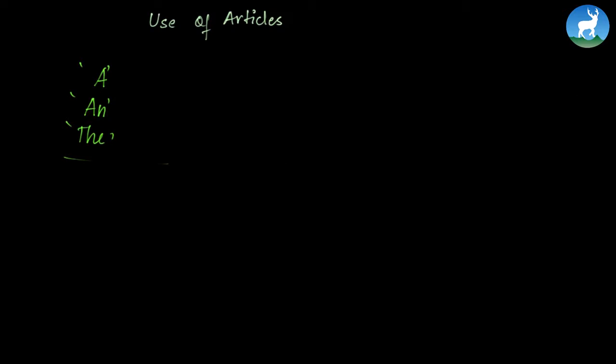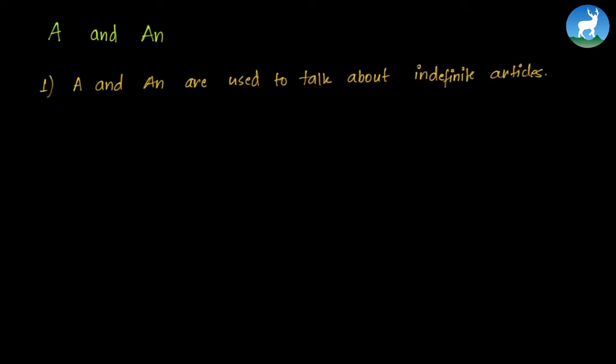So first, we will look at the use of a and an. A and an are used to talk about indefinite articles. Here, indefinite means not specific. For example, I need a pen. You are not specifying what kind of pen you need, you just need a pen.